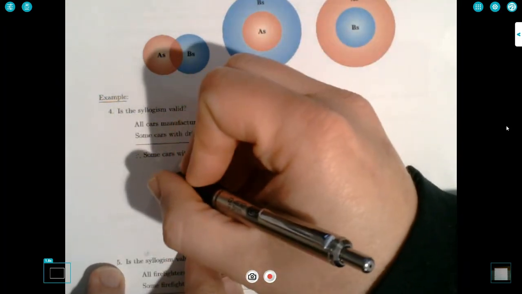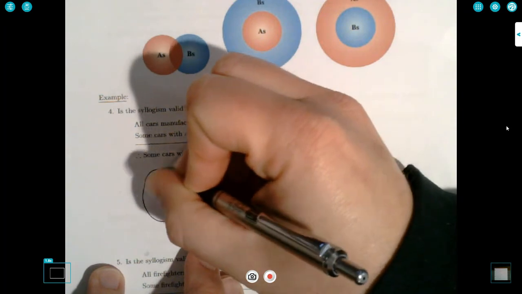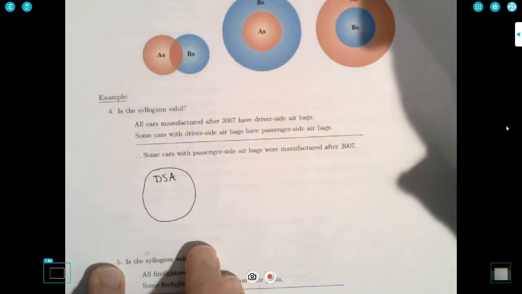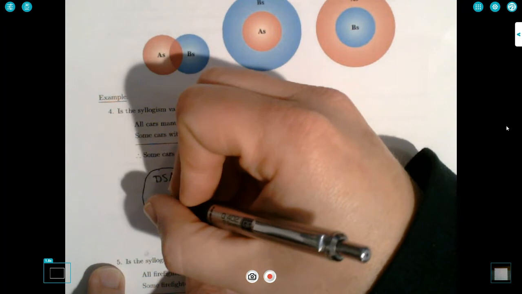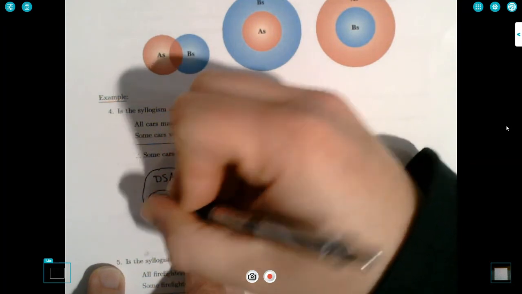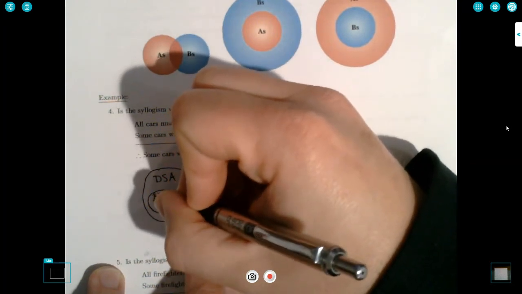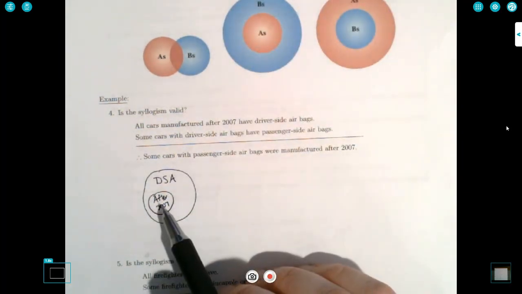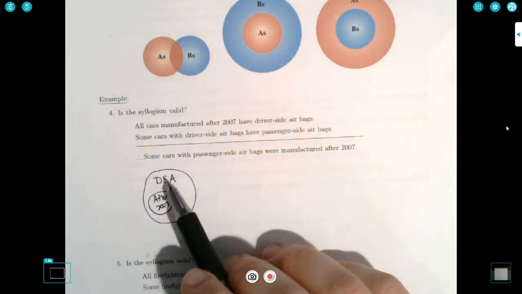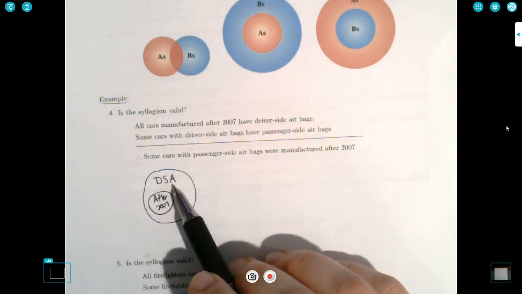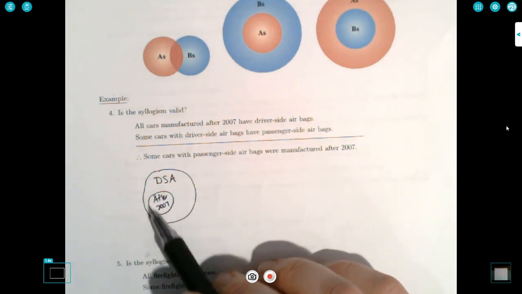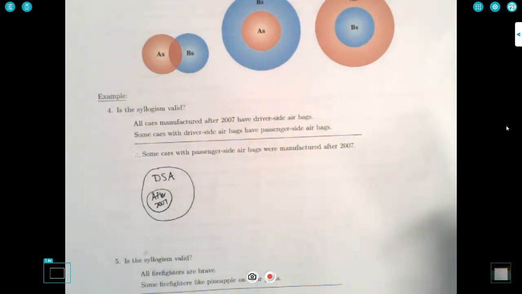Okay, so here's what we're going to have. Driver's side airbags, I'm just going to call that DSA, and then cars manufactured after 2007. So that's that first statement. All cars manufactured after 2007 have driver's side airbags. There may be some cars with driver's side airbags that were manufactured before 2007, but all cars manufactured after 2007 had driver's side airbags. So there's the first statement.